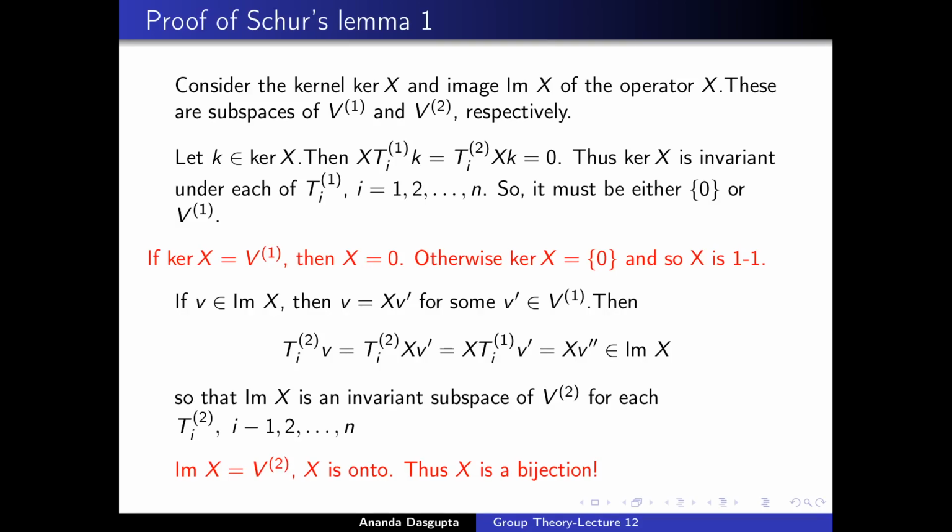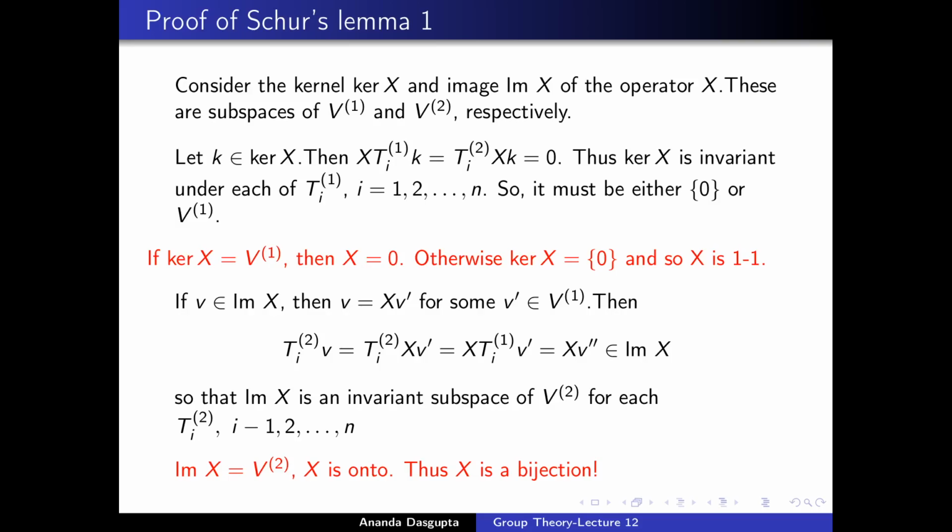Schur's second lemma is actually something of a corollary to the first lemma. Remember, the second lemma talks about a single vector space capital V on which you have a bunch of operators which form an irreducible set, T1, T2, T3 up to Tn, and we have a map X which commutes with each and every one of these Ti's. What the second lemma says is that this X, the operator which commutes with every one of an irreducible set of operators, has to be a multiple of the identity.